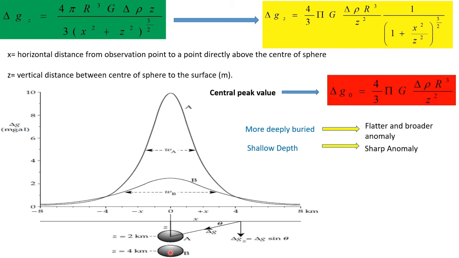More deeply buried means B is the flatter and broader anomaly, and the shallow depth means A, compared to B, is our sharp anomaly. Okay, so for the sharp anomaly it is this, but why this? Because it can be interpreted from this term.